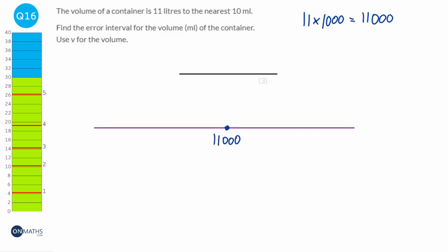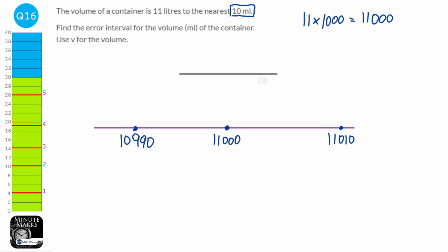Now, what would be the next one down if we're looking at to the nearest 10 mil? So we're going to add a 10 mil on, which will be 11,010, and we're going to take the 10 mil away. So 11,000 take away 10 mil will be 990.